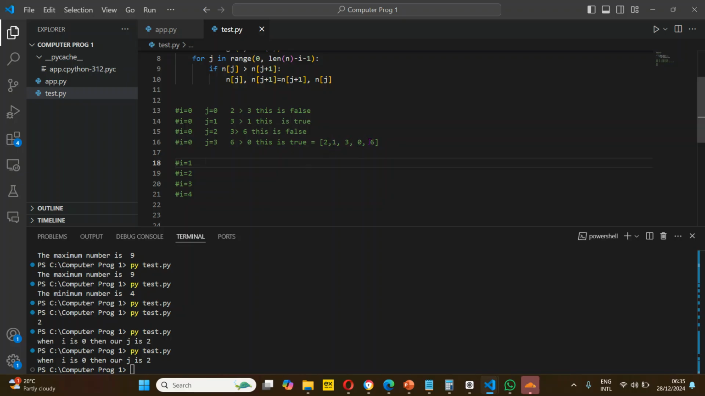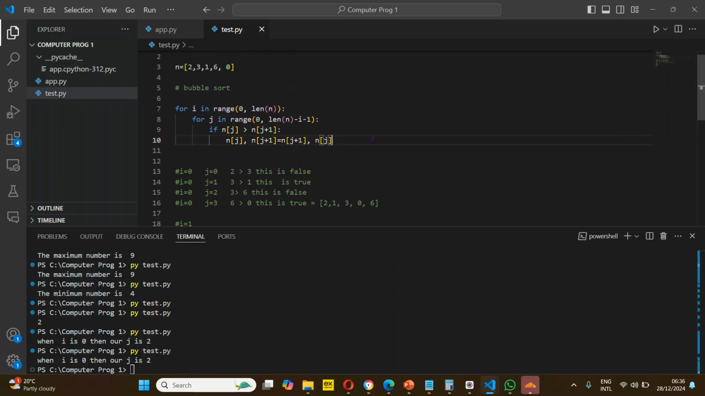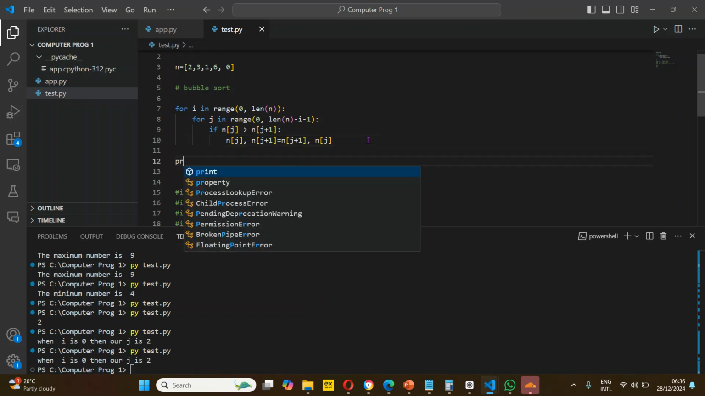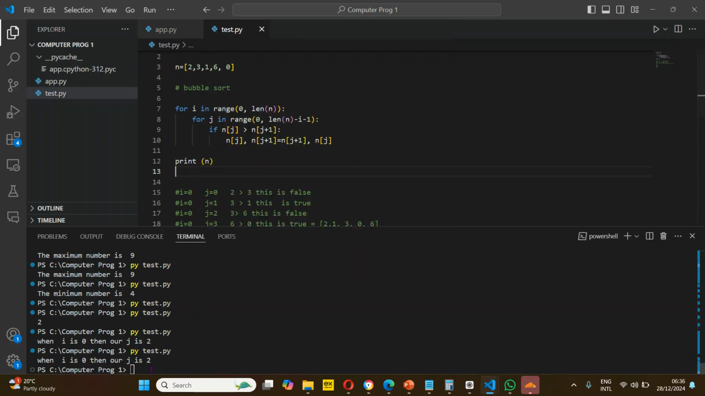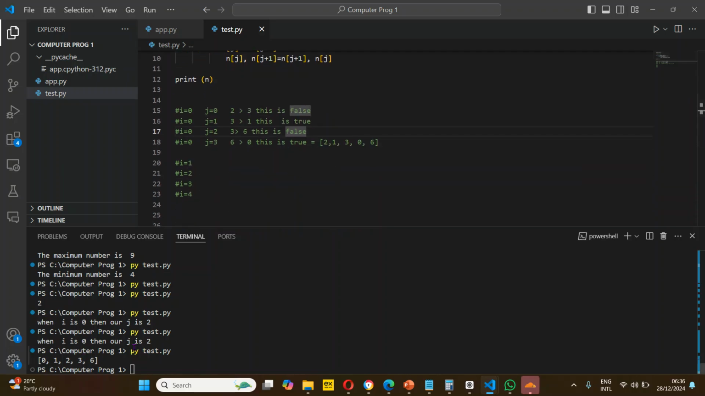That's how it keeps on comparing them until this 0 comes to the first position, right? If I were to run the for loop here, at the end of this we'll print the new n. So if we are printing the new n here, it will sort it for us, which is 0, 1, 2, 3, 6, right? So that's how it keeps on doing this until this is sorted.